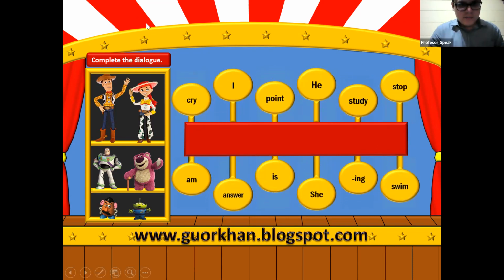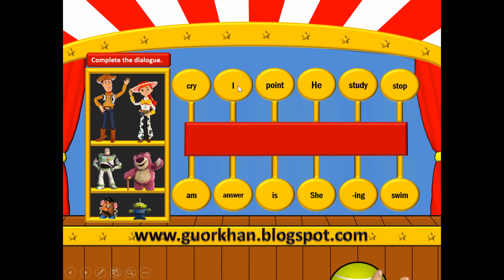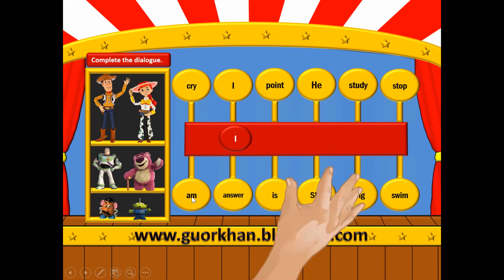The question is, what are you doing? That was the question. So you say I or he? I. I am. All right, continue. I am studying.